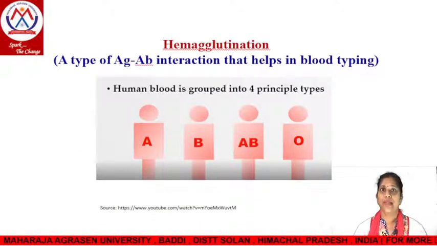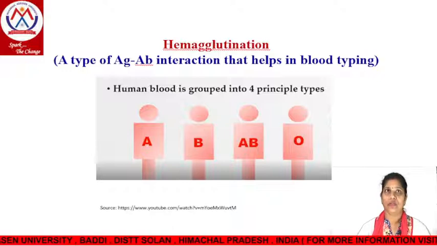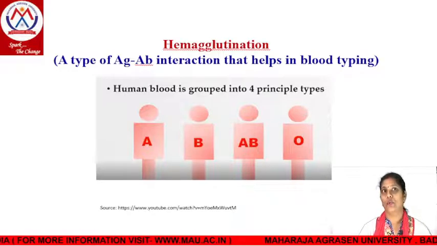Now, we will understand properly the antigen-antibody interaction with the help of the example of hemagglutination. What is hemagglutination? The agglutination of heme. Heme, what does it mean? Heme means blood. So, agglutination in our blood is the best example of the antigen-antibody interaction. This hemagglutination reaction helps us to know about our blood group. So, let us see how hemagglutination will help us in knowing our blood group.